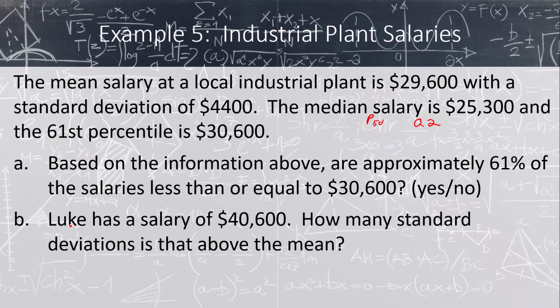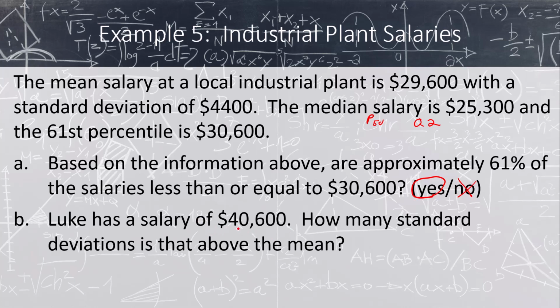All right, now let's look at question A. Based upon the information above, are approximately 61% of the salaries less than or equal to 30,600? Well, 30,600 is the 61st percentile, which means that 61% of the salaries, by definition, are at this value or less. So the answer here would be yes, not no.